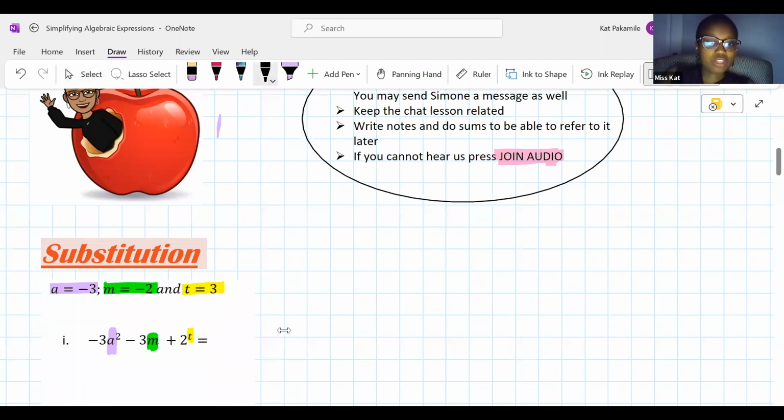With the first one, I have to say this: these values apply for all the expressions below. I tried to write it for all in one go, guys.